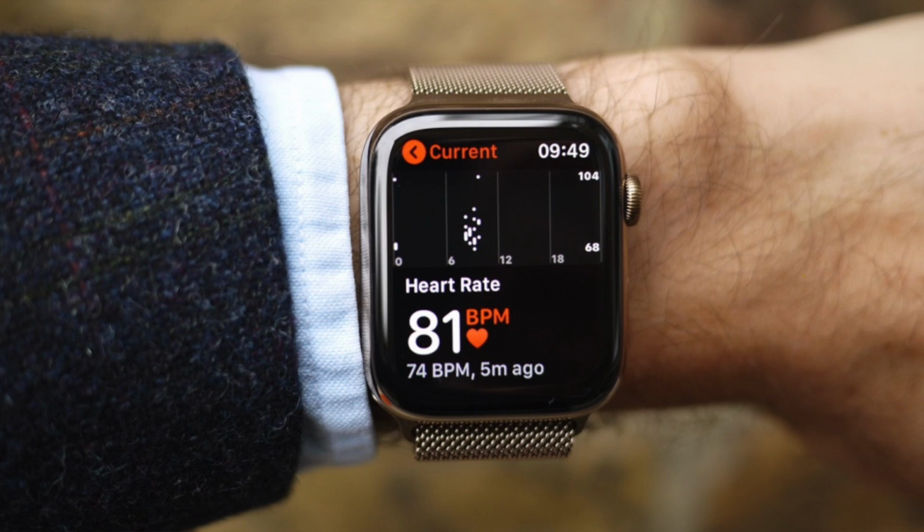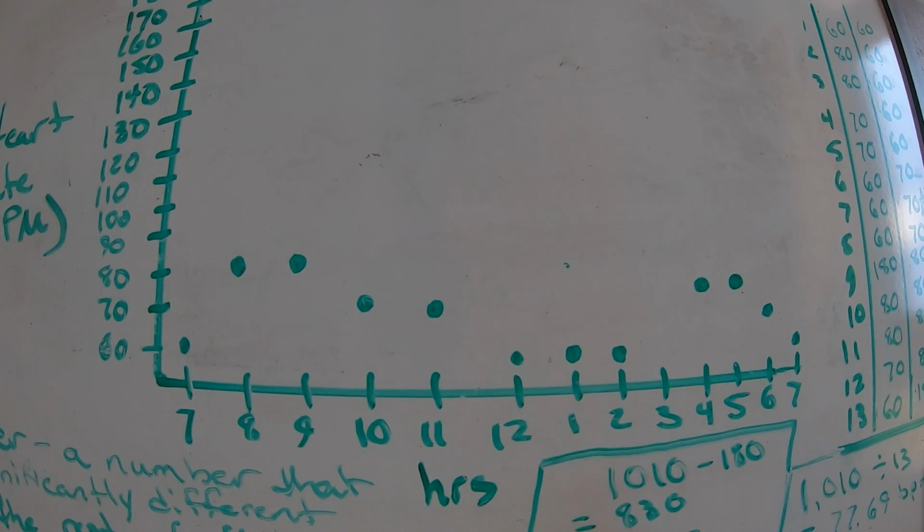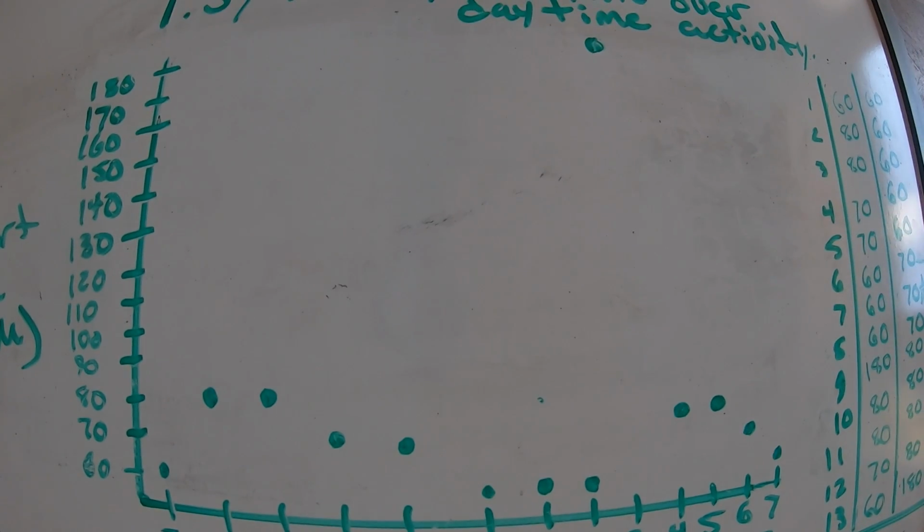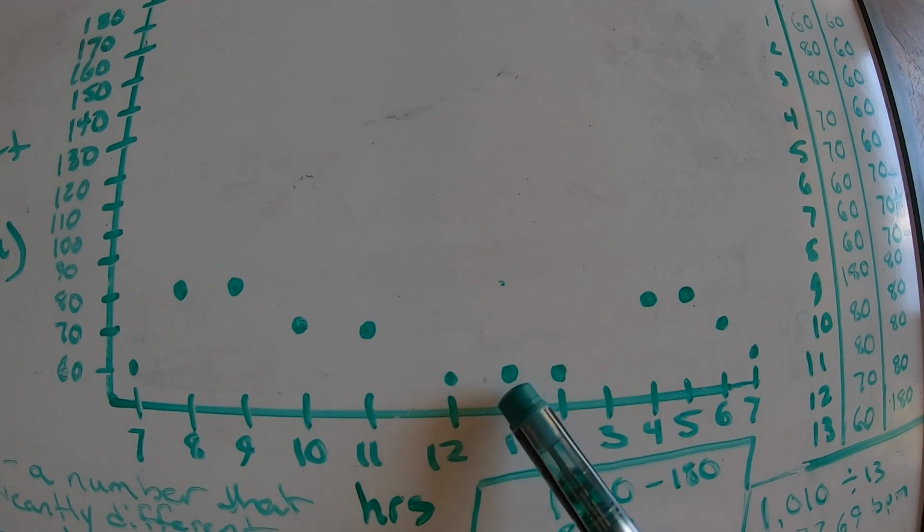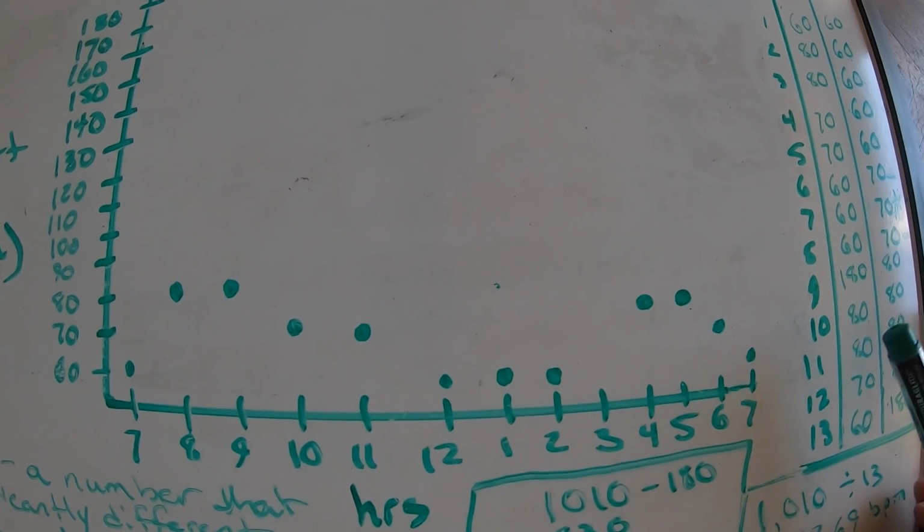to 7 in the evening. So let's have a look at our data first. Within the first hour, heart rate is about 60 beats per minute, up to 80 beats per minute, and again at 80 beats per minute, down to 70, down to 60. So this is 1 and 2 in the afternoon.